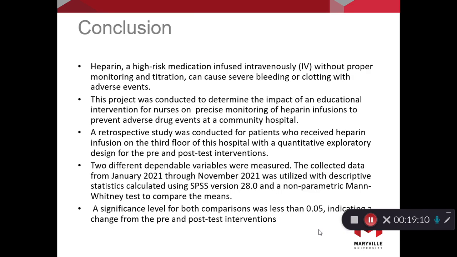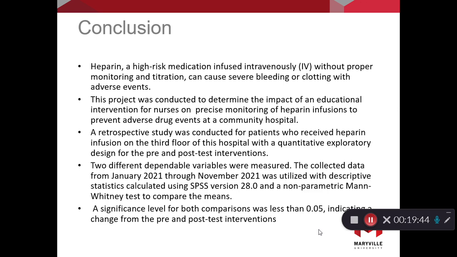As for conclusion, heparin is a high-risk medication that is infused intravenously, and if not properly monitored, could cause adverse drug events. The project was conducted to determine the impact of educational intervention for nurses on precise monitoring of heparin infusions to prevent the risk of adverse drug events. It was a retrospective study conducted for patients who receive heparin infusion on the 3rd floor of this hospital with a quantitative exploratory design for the pre- and post-test intervention. 2 dependent variables were measured.